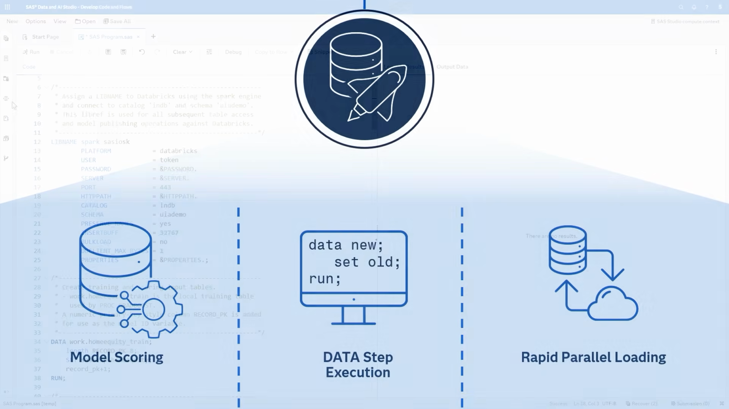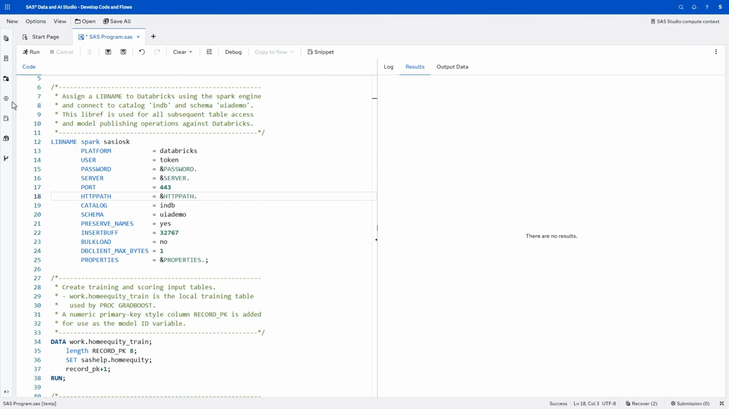Let's see some of these powerful features in action. In this demo, we'll use Databricks deployed in Azure, and we'll run SAS code from SAS Data and AI Studio. You'll see how to score a model using Proc Accelerator, how to execute data step code directly in Databricks, and how to run models from a Databricks notebook. Let's begin in SAS Data and AI Studio.